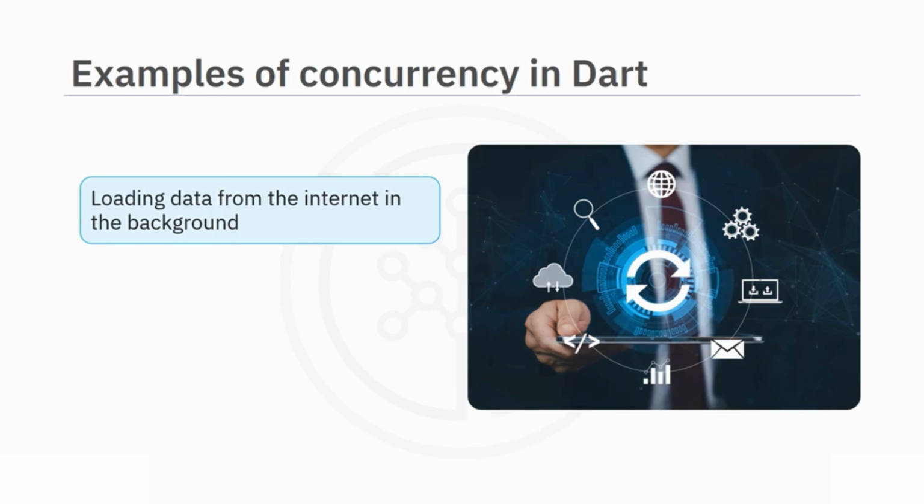Imagine your app needs to fetch data from a web server. Instead of making the user wait while the data is loading, you can start loading the data in the background. Once the data is ready, you can update the app to display the new information. This way, the app remains responsive and the user can continue interacting with it while waiting for the data.